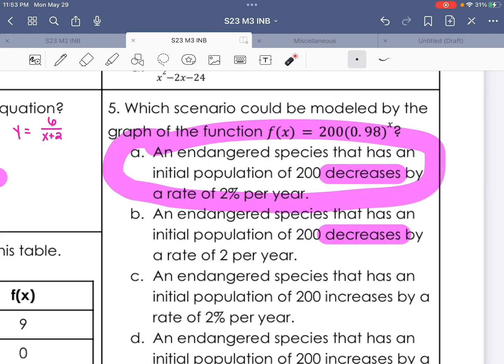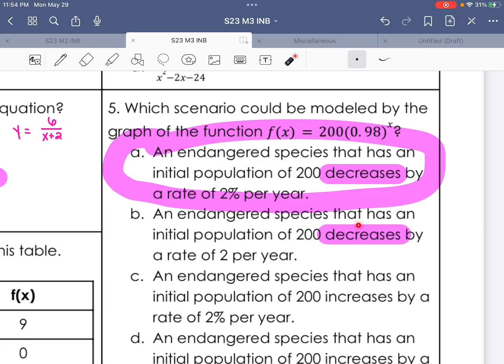Number 5, this one's really just vocabulary. It's really similar to a problem we did in the first review talking about the bacteria. But they want to know what situation could be modeled by this function. To begin with, we see that this is exponential, so we're talking about growth and decay. That first number, that 200, is going to be our initial population. Unfortunately, every answer choice has that, so we can't eliminate any just yet. But in the middle, we have 0.98. If it's less than 1, then it's decreasing.